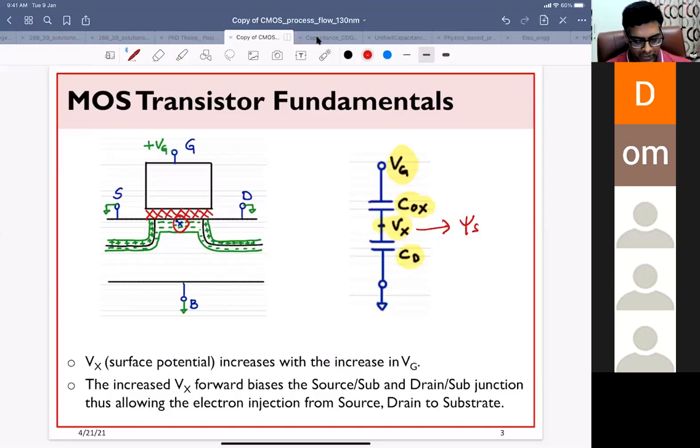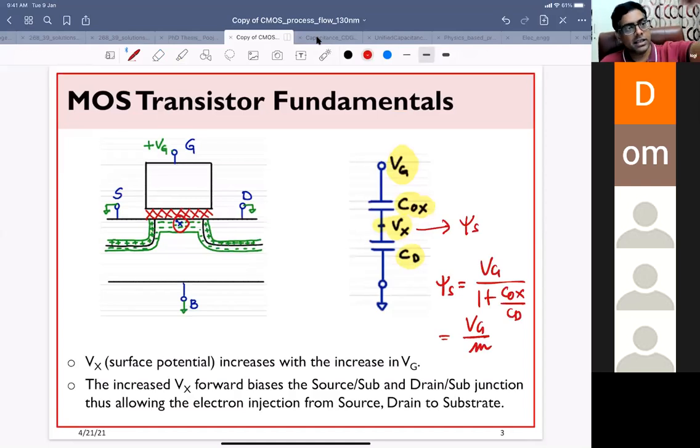This surface potential increases with increase in gate voltage because your gate is coupled to the surface through these capacitances, if you think from the circuit point of view. We also discussed in the last class, your psi s is nothing but Vg by 1 plus Cox by Cd, right? And this is Vg by m. So as you increase your gate voltage, your potential drop in the silicon increases, your surface potential increases.